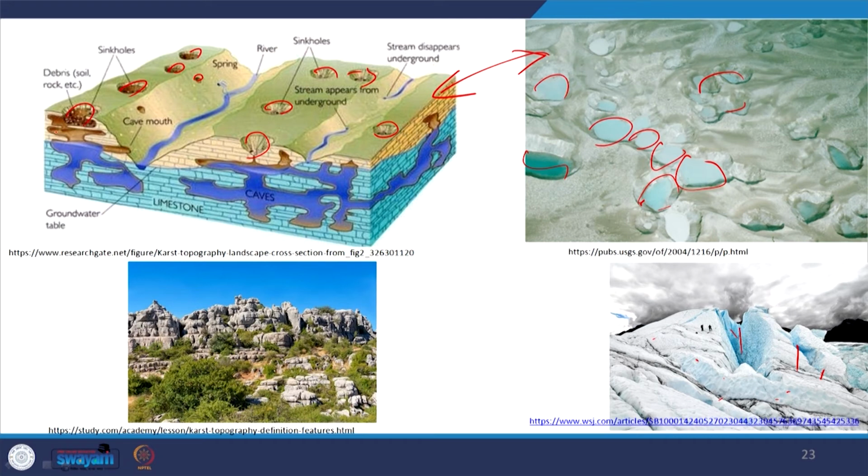So that means look-wise and geometry-wise, these two topographies are similar. That is why it is called glacial karst. And if you see the karst topography, how irregular the arrangement is. Similarly, here some irregular arrangement is there, the profile is not smooth. So that is why this system is called karst topography, or glacial karst as far as the glacier is concerned.